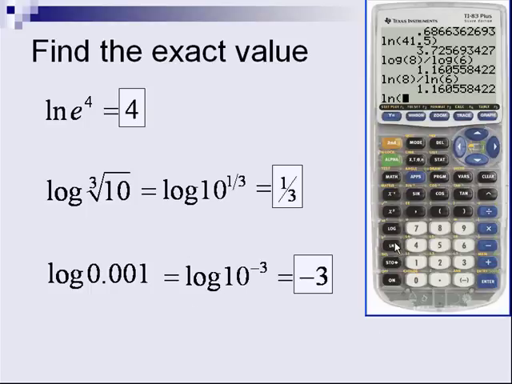Natural log of e to the fourth, so the e button is second natural log, so that's e to the fourth, and hit enter. It does give me a 4.